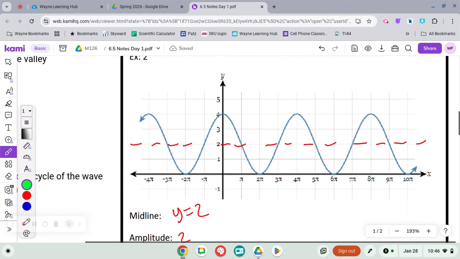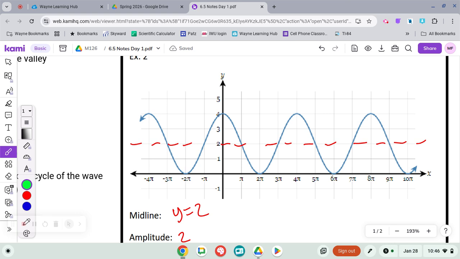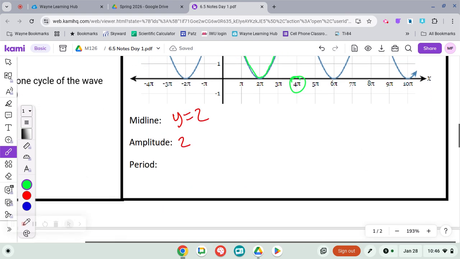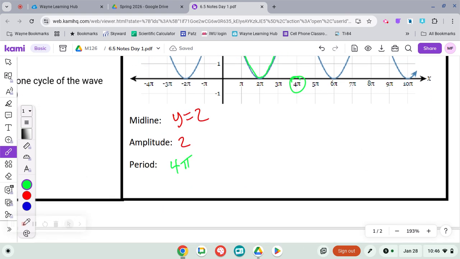Now on this particular problem, the one below it, example 2, it's going to be the same either way because this one starts at a peak on the y-axis. So peak to peak comes down here, and that means one cycle completes at 4 pi. This one has a period of 4 pi. Now if you wanted to think about it the way we showed peak to peak, you also could say 4 pi minus 0, which will also be then a period of 4 pi.